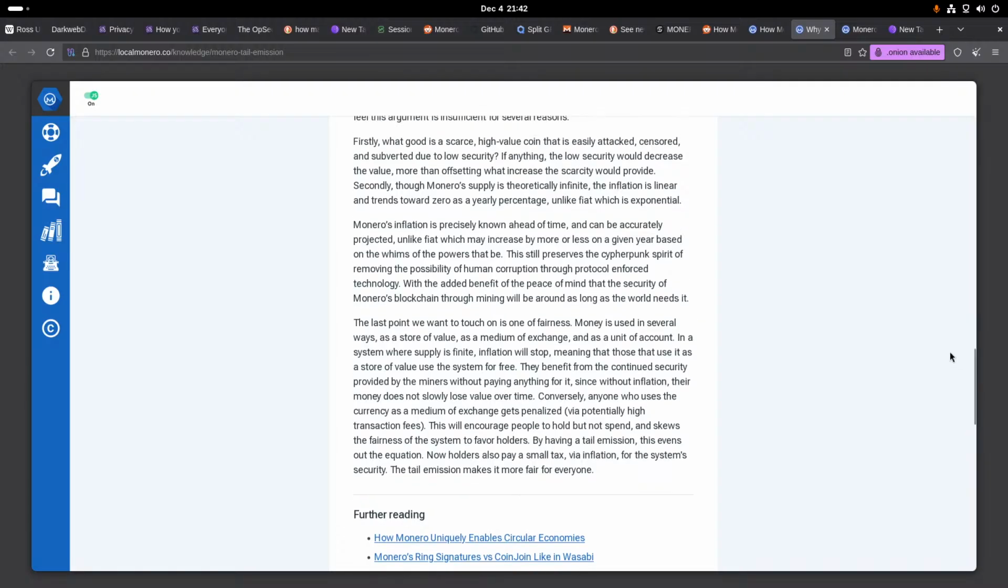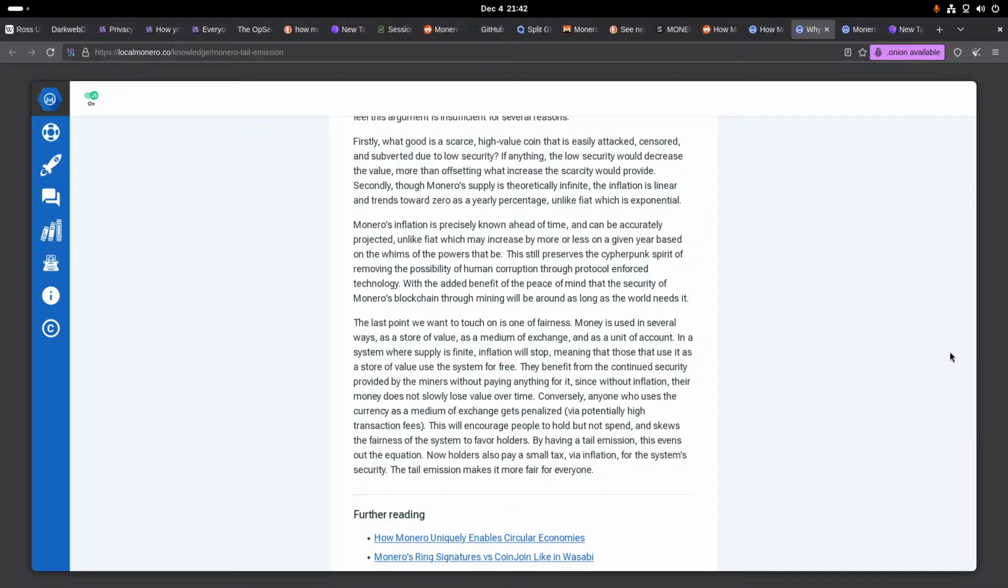First, what good is a scarce, high-value coin that is easily attacked, censored, and subverted due to low security? If anything, the low security would decrease the value more than offset what the increased scarcity would provide. Secondly, though Monero's supply is theoretically infinite, the inflation is linear and trends towards zero as a yearly percentage, unlike fiat, which is exponential.